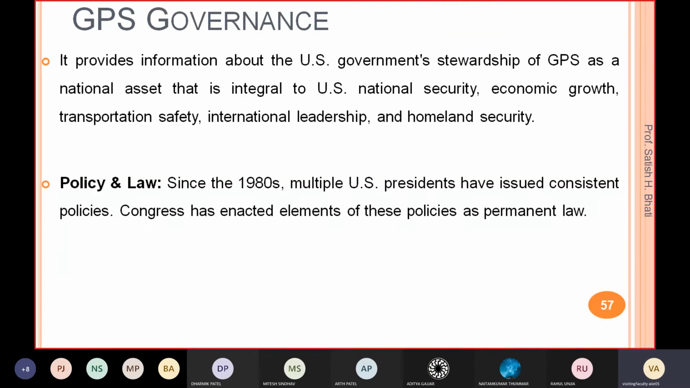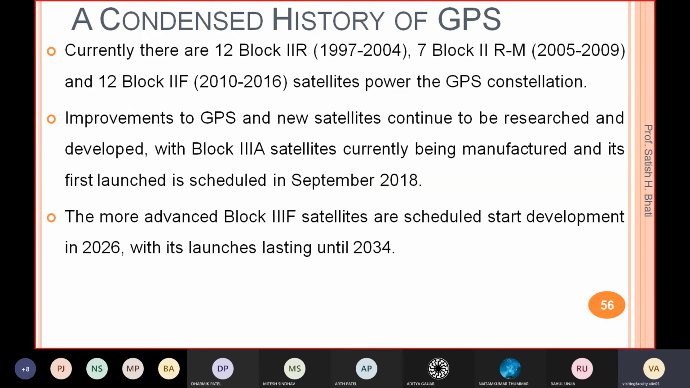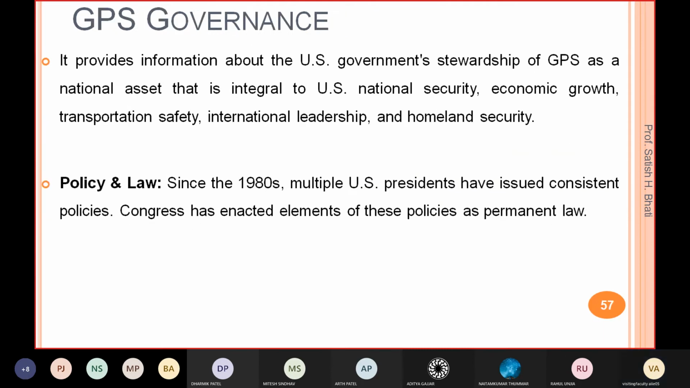So this is the interesting history of GPS. Then we'll see GPS governance. GPS governance is about how GPS is maintained, and what the rules are to use it. If some company or organization wants to use GPS, what are the rules? If someone develops an augmented system, then what are the rules? All these things are decided or controlled by GPS governance.